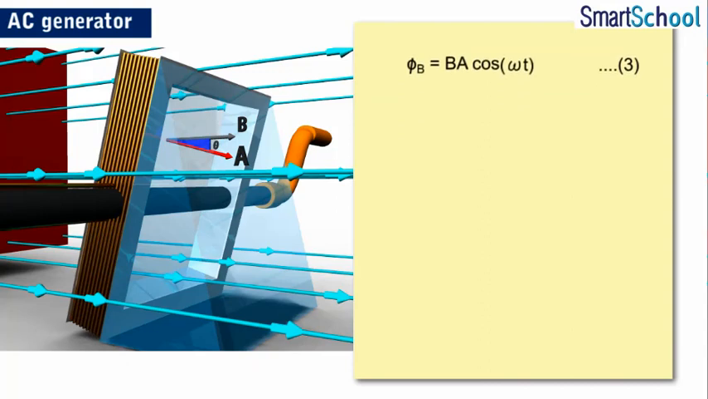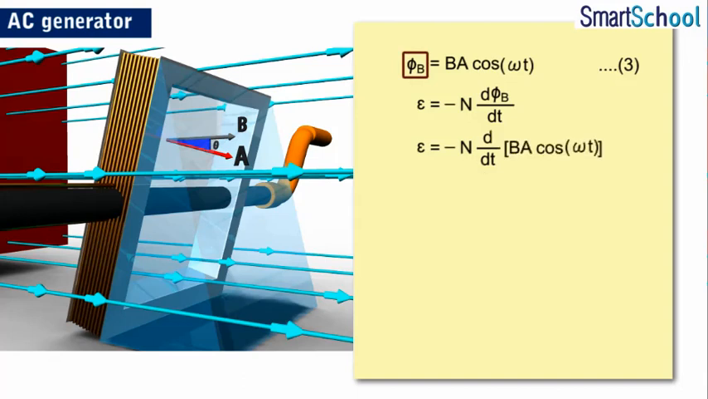From Faraday's law, the induced EMF for a coil of N turns rotating in a magnetic field is given by E equals minus N d phi B by dt. The negative sign is in accordance with Lenz's law. On substituting the value of phi B from equation 3 and simplifying, we get E equals minus N d by dt of BA cos omega t.